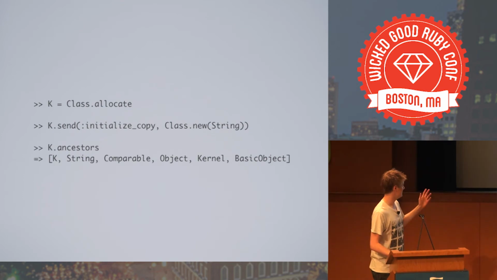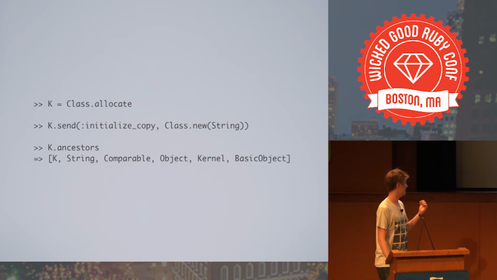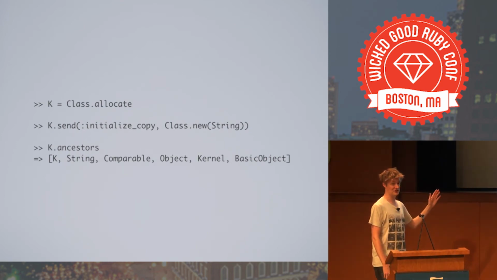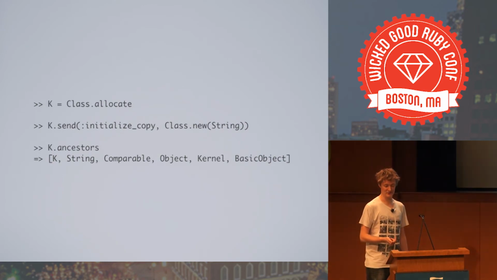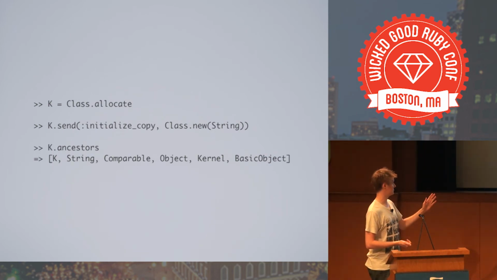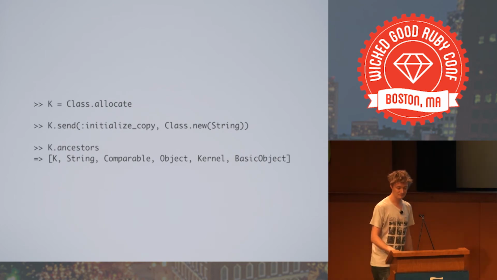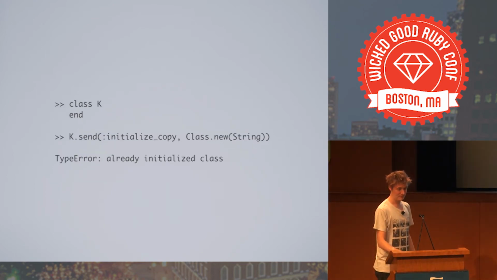So we can do this manually. We can create a new class called K. We haven't actually called initialize, so this is a completely uninitialized class. We can send the initialize_copy method to it with a subclass of String, and we can see that when we call ancestors on the class, it's actually a subclass of String now, because it's copied over the superclass from String. If we try and call initialize_copy on a class that's already initialized, then we get a TypeError, and that's the same TypeError that we saw in Class initialize_copy.